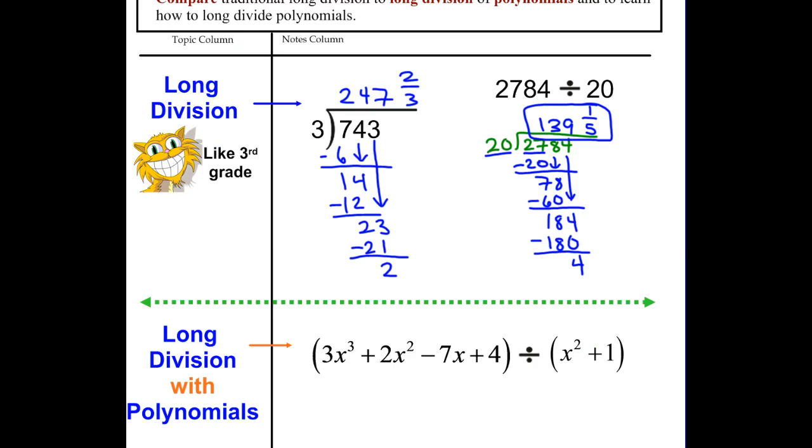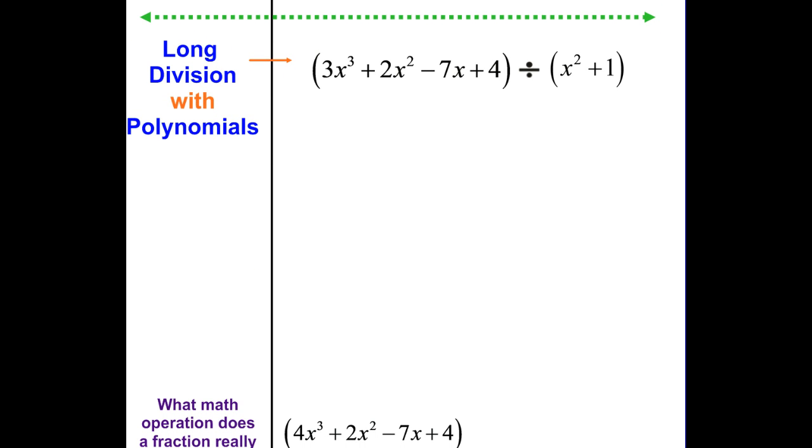Long division using polynomials is almost the same. It's very, very similar. So the way we're going to do this is we're going to rewrite it: 3x cubed plus 2x squared minus 7x plus 4 divided by, and on the outside, x squared plus 1. Now here's where the trick is.